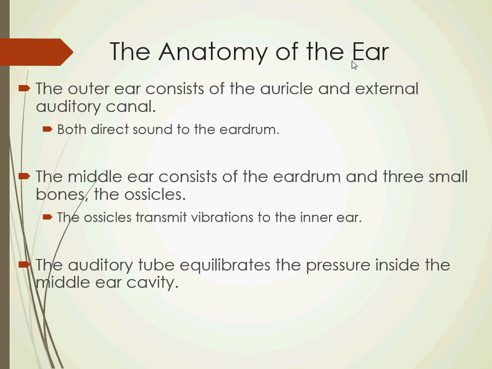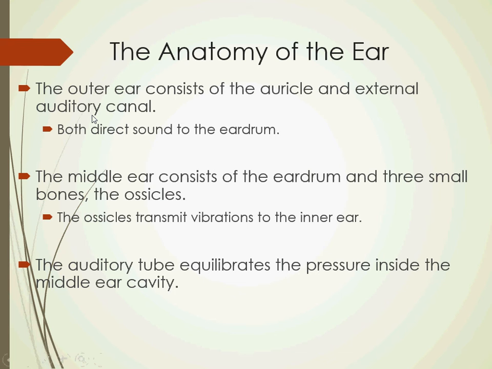In the middle ear, you have the eardrum and the ossicles, which are 3 small bones, and the ossicles transmit vibrations to the inner ear. The auditory tube makes the pressure equal inside the ear cavity and outside the ear cavity.